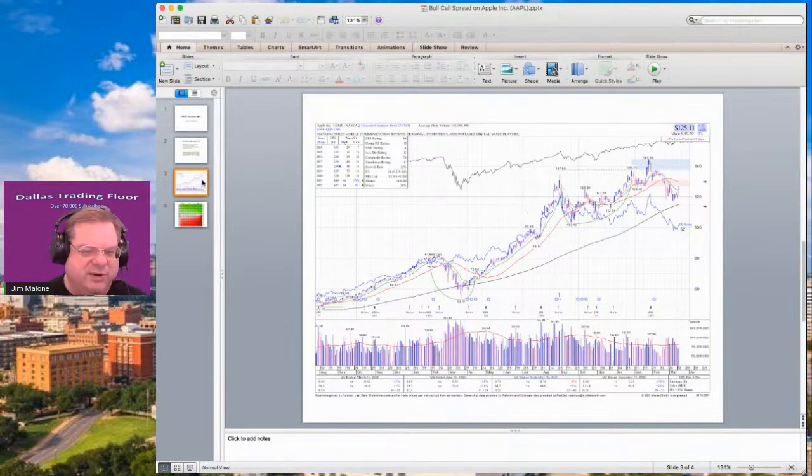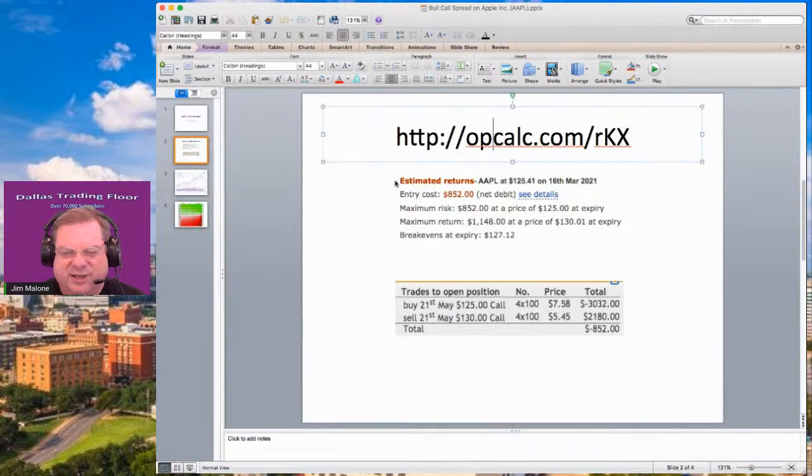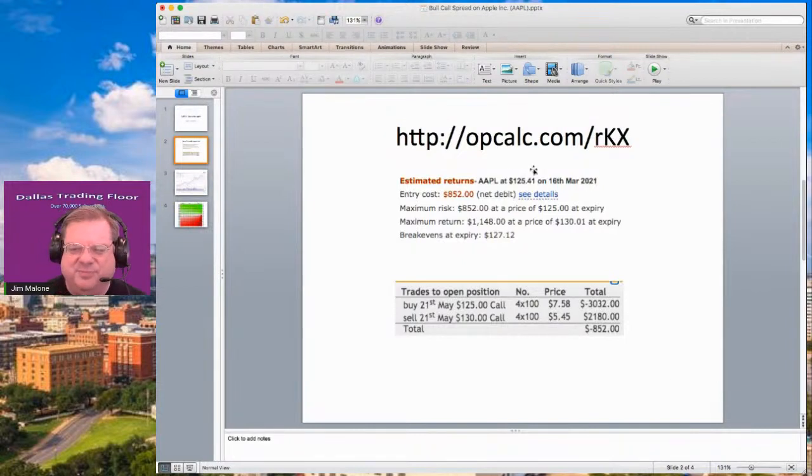And here's how I did this trade. And by the way, if you're interested in seeing the trade, this is the address here: opcalc.com/r capital K capital X, and that'll give you the details on here.